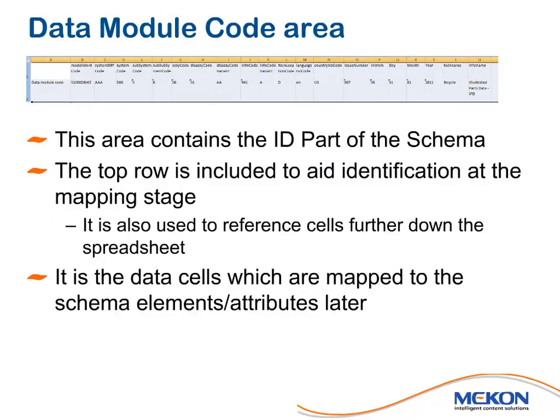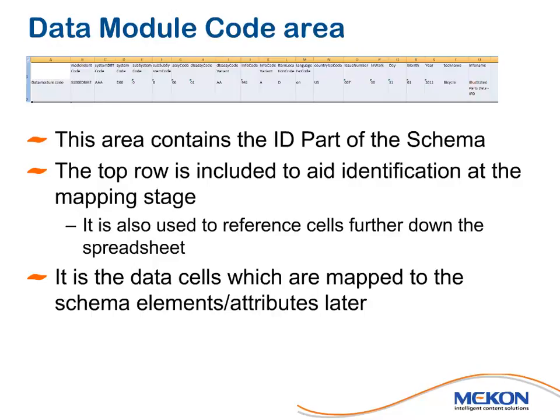The area that we're going to look at first of all is the area which contains the data module code, and this was contained right at the very top of the spreadsheet. And what you'll see here is that the very top of the spreadsheet contains the titles of all the actual elements or attributes which contain the data module code.